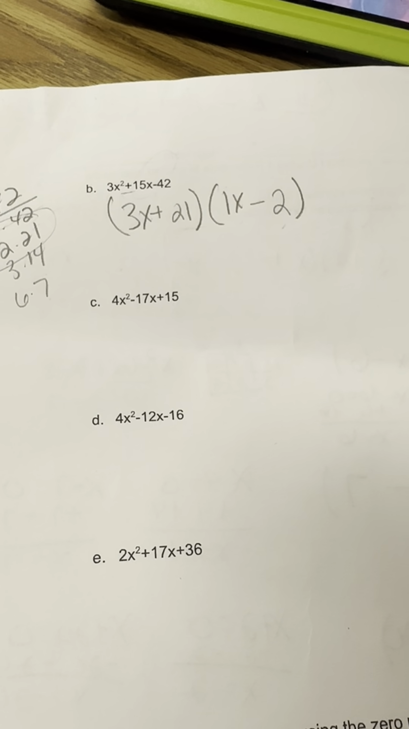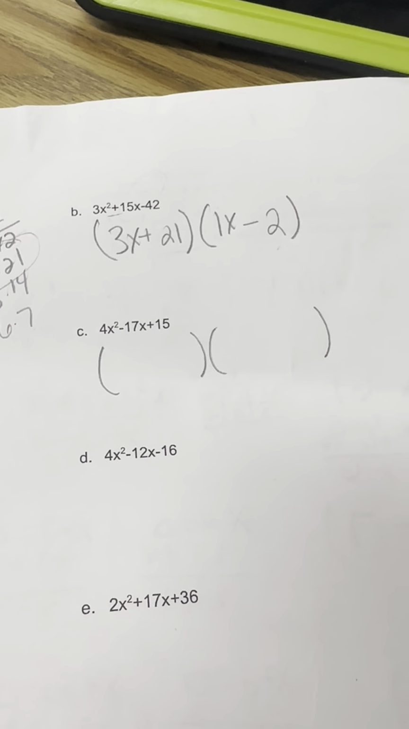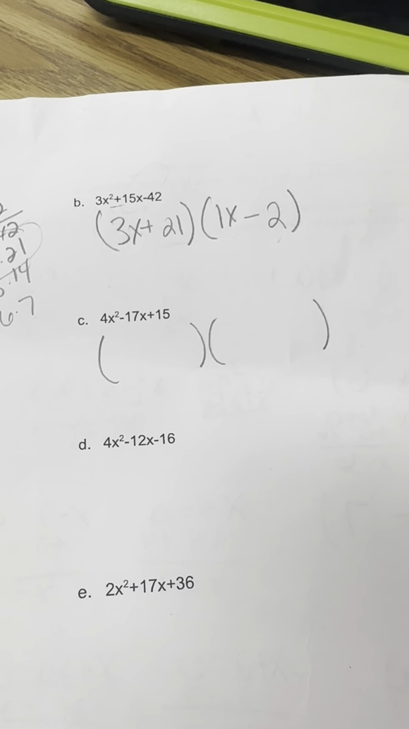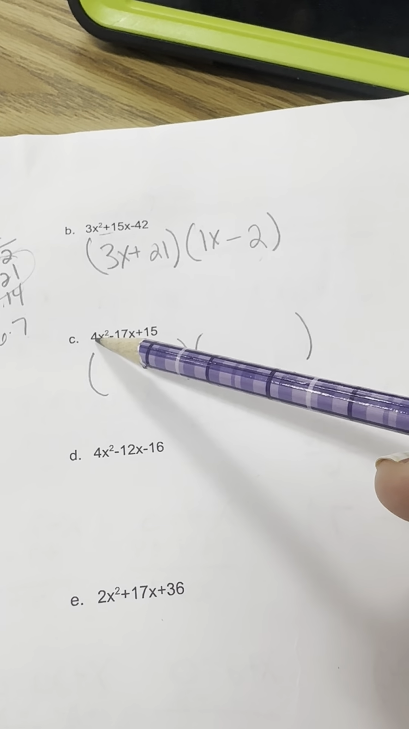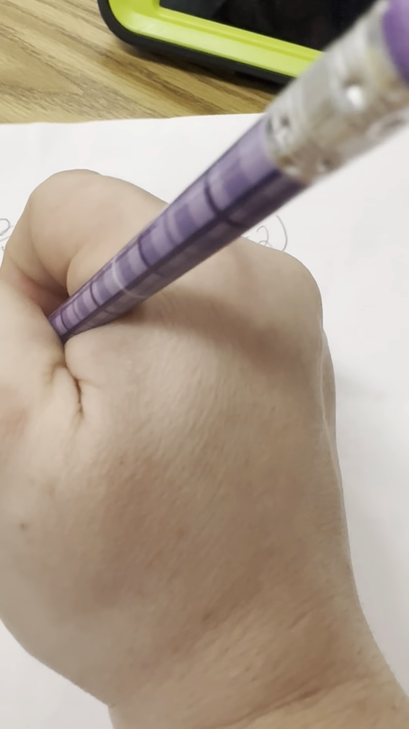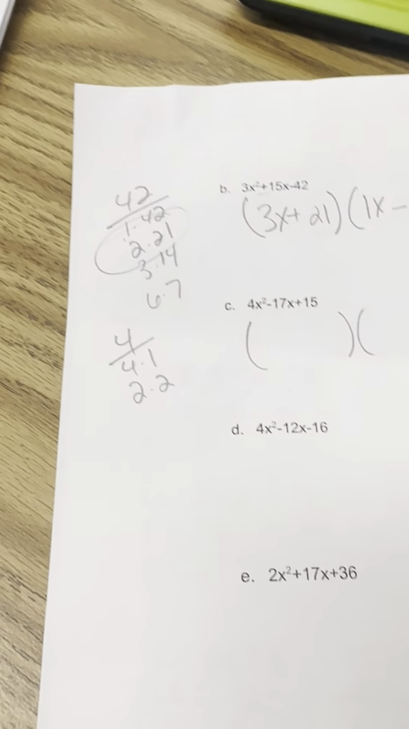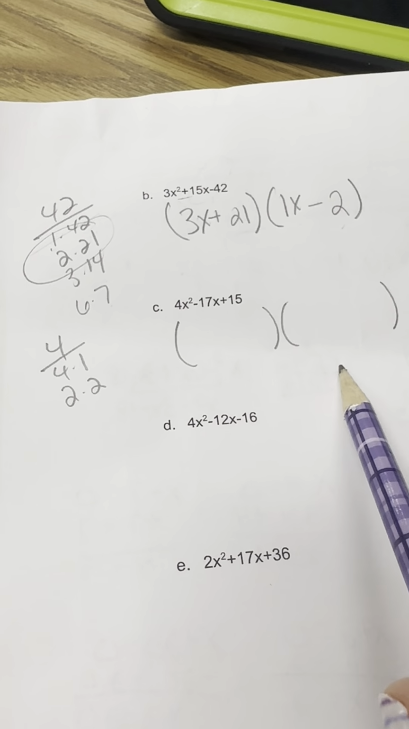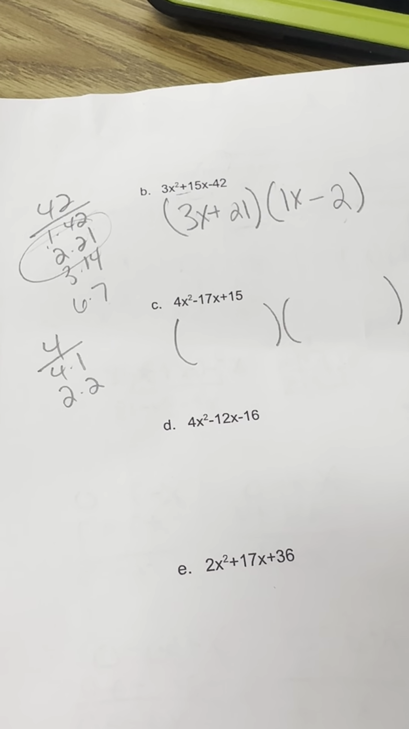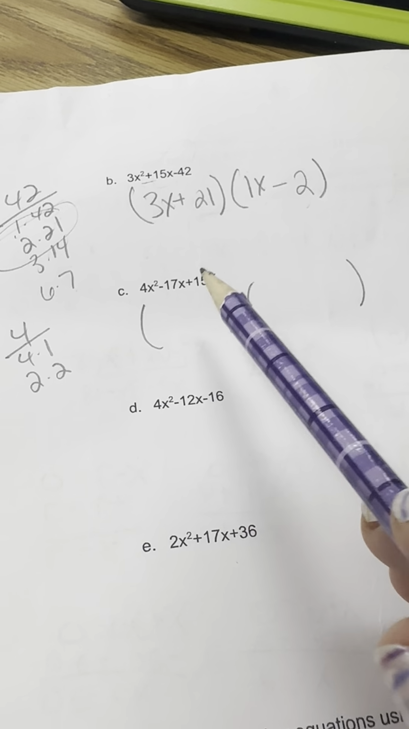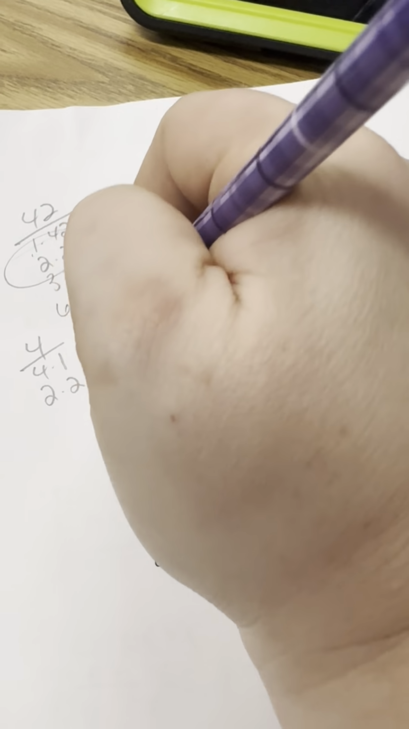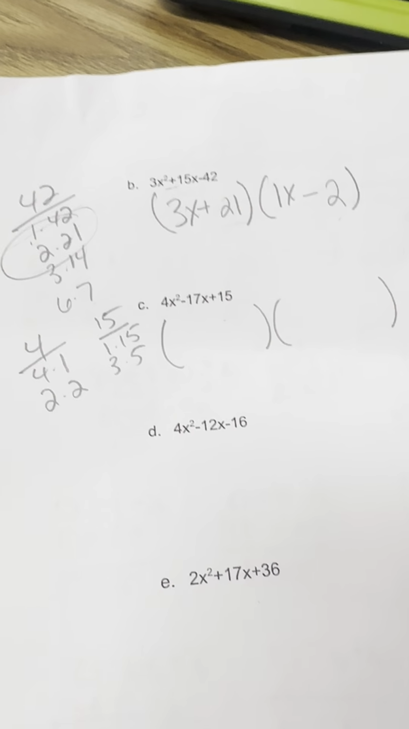Now I have 4x squared minus 17x plus 15. I'm going to make my 2 sets of parentheses. These next two can be a little bit tricky, and the reason why is because you have a 4 here. So the factors of 4 are 4 times 1 or 2 times 2. So these could either be a 4 and a 1 or a 2 and a 2. You need to work with what you've got. Now I'm going to look to see what my C value is. So I have 15. So my numbers for 15 are 1 times 15 and 3 times 5.